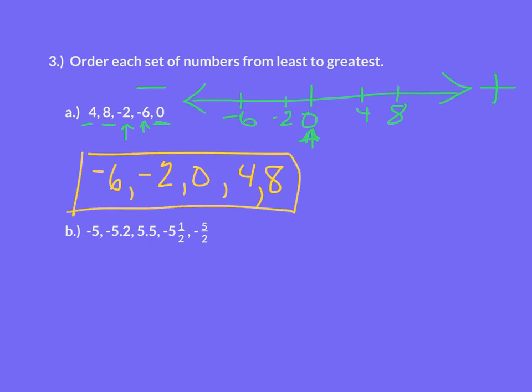Now this one looks a little bit trickier. There's lots of 5s, lots of 2s here. So we need to make sure we can differentiate between them. So I get my number line. And I notice right away that this one's very different because there's only one positive number. And I know that positive number, of course, is going to be the furthest to the right, greater than 0.